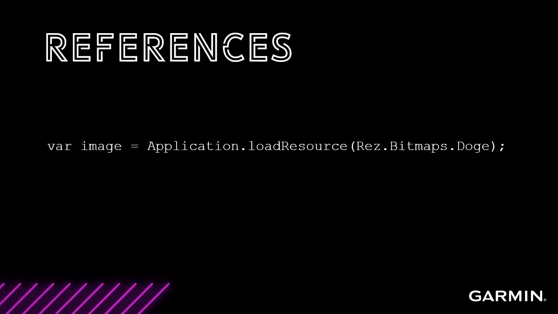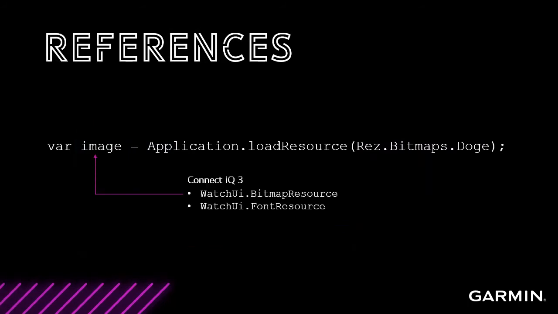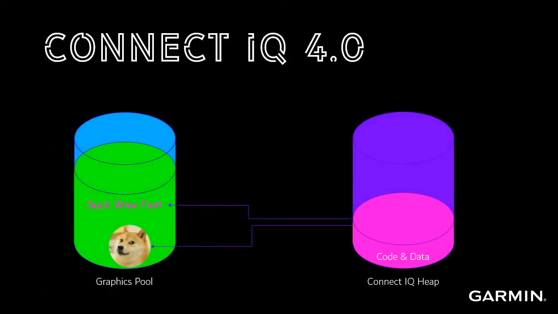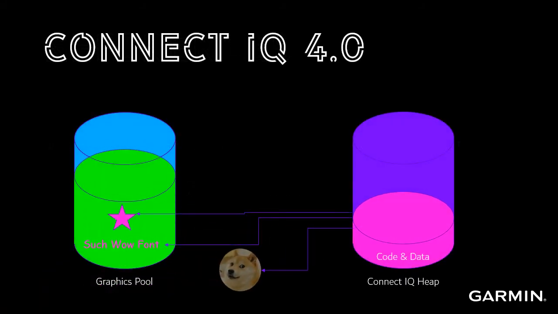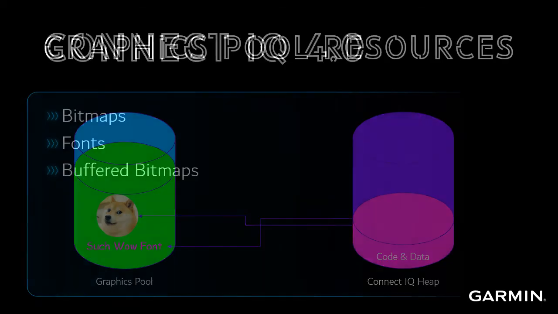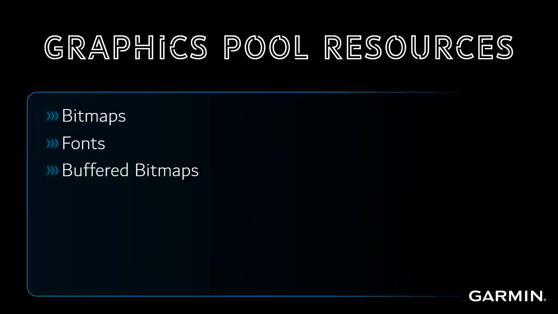This is a good time to outline the major API change in ConnectIQ 4. In ConnectIQ 3, loading a resource returns the resource object, but in ConnectIQ 4, loading a resource returns a reference to the resource object. We've updated all APIs that take resources to take references as well, so this should be a mostly transparent change. If you load more than what is available into the graphics pool, it will purge resources in order to make room. But if you need that resource, it will lazily reload your resource back into the pool. Bitmaps, fonts, and buffered bitmaps will now switch from loading into the application heap to loading into the graphics pool.